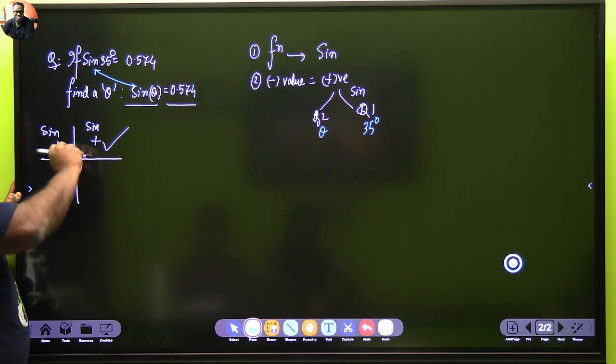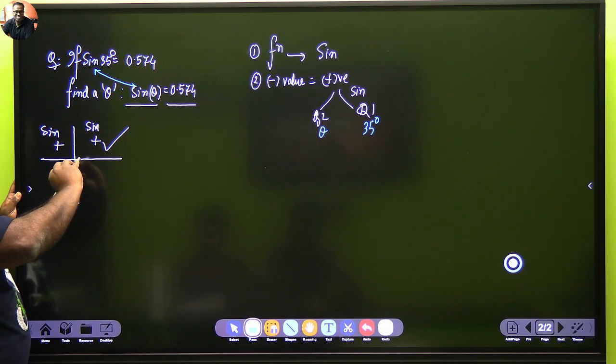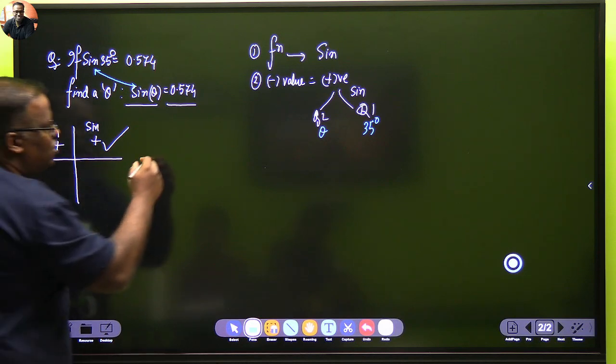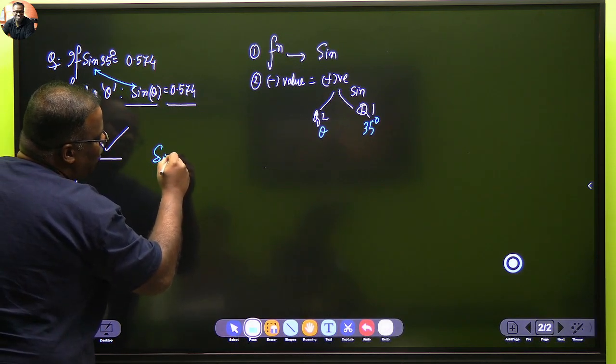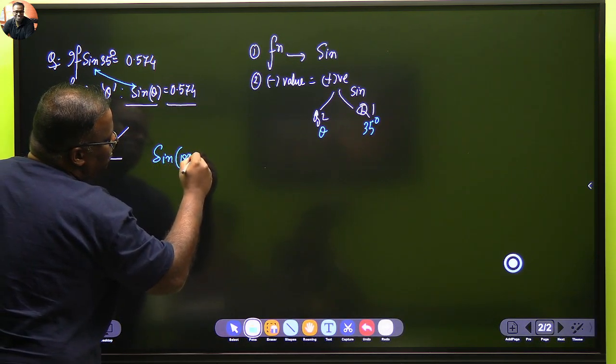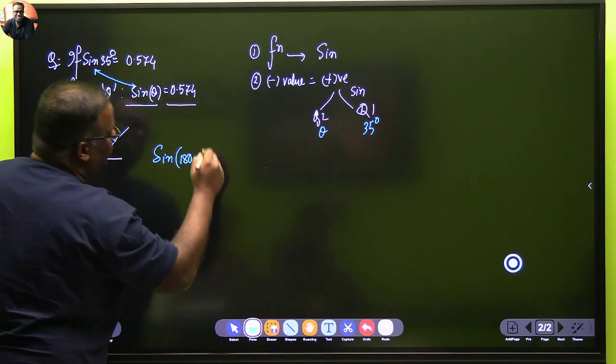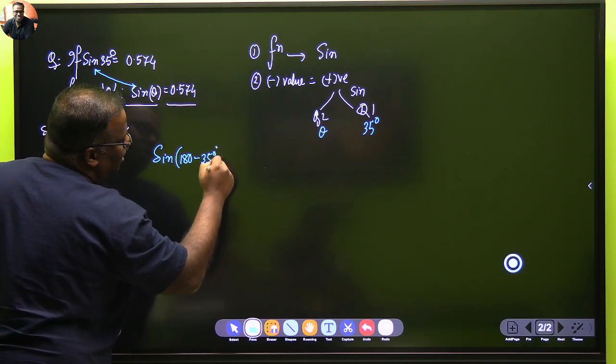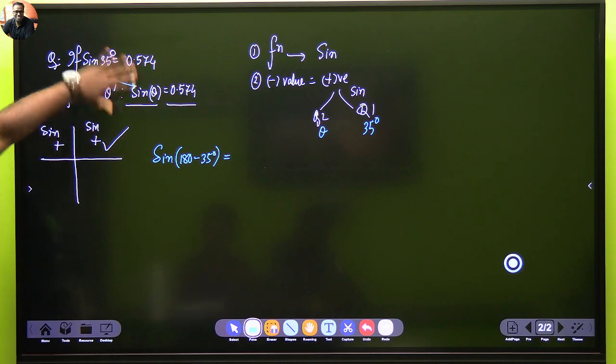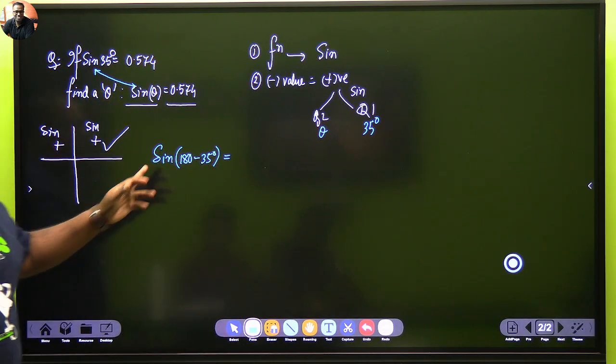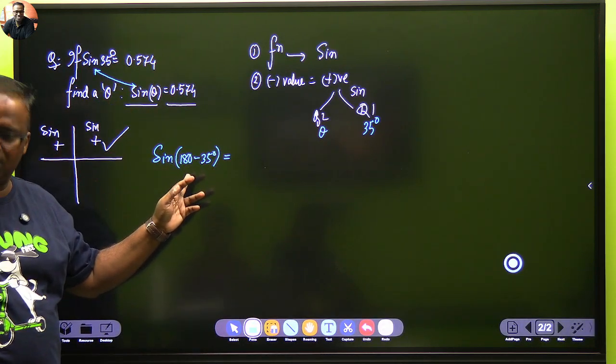So 180 plus karenge to will go here. 180 minus karenge. So can I write sine of 180 minus whatever value they gave me, 35 degree. Forget about the question. Just tell me by transformation. On 180 you are trying to transform. Will the function transform?